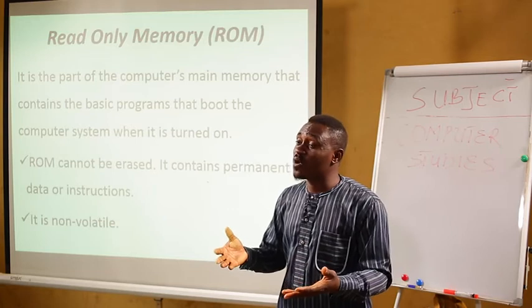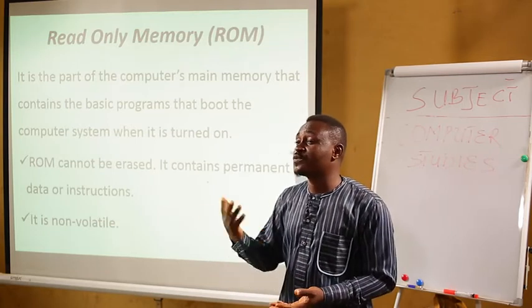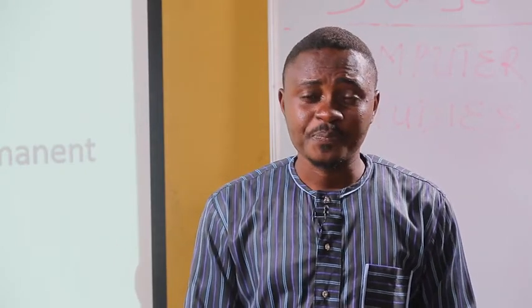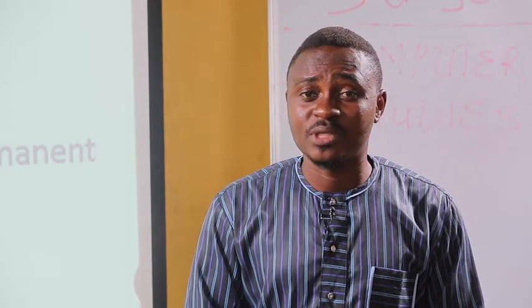That is, the ROM is not volatile. That's one difference between the ROM and the RAM. RAM is volatile, but the ROM is not volatile. Even when the system goes off, the instructions that are embedded inside your ROM still remain intact. They are not tampered with, even when power is lost.